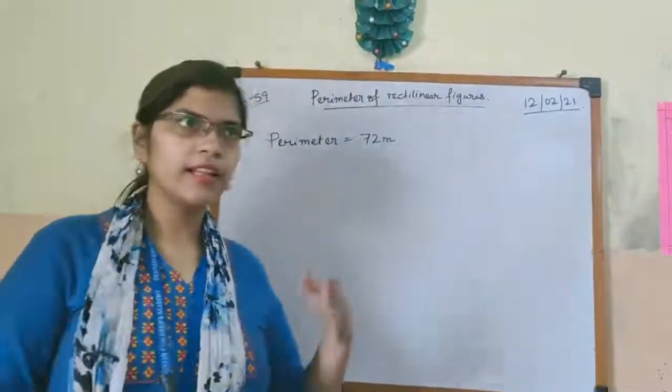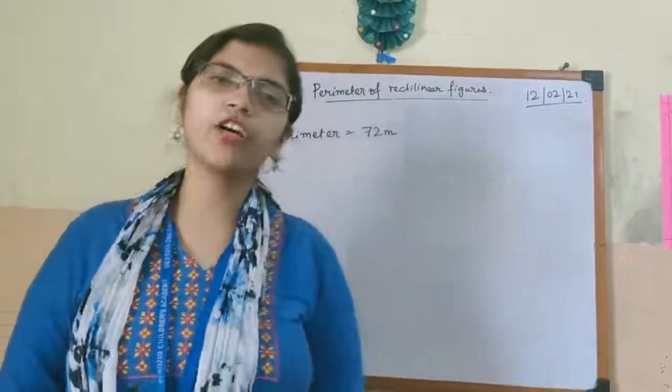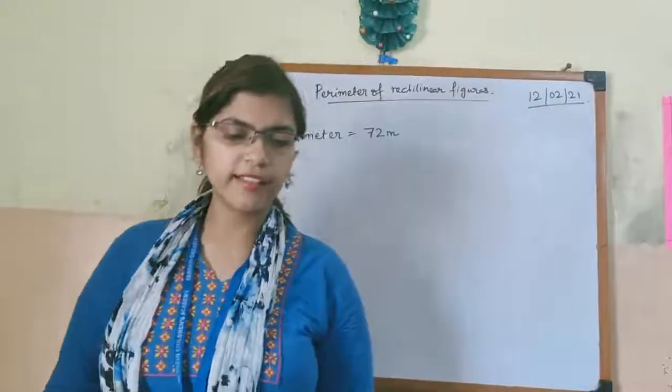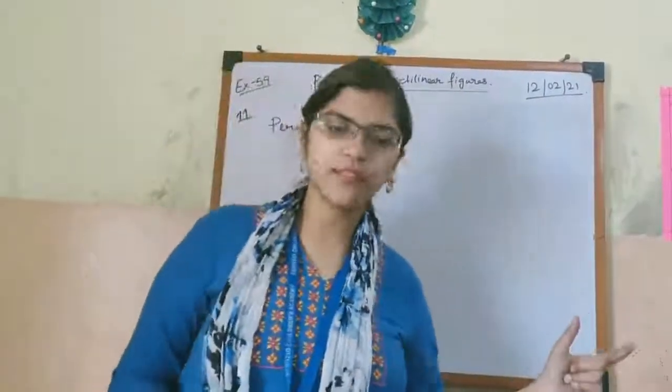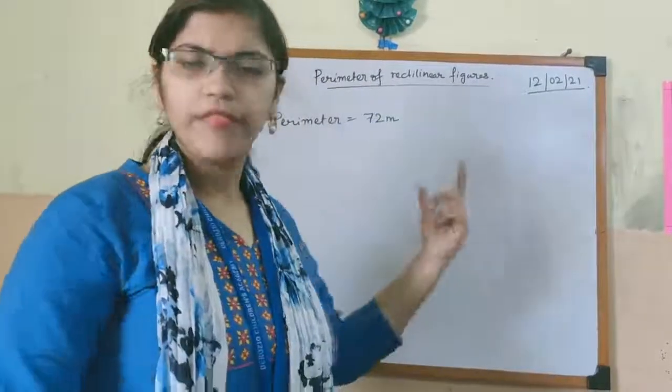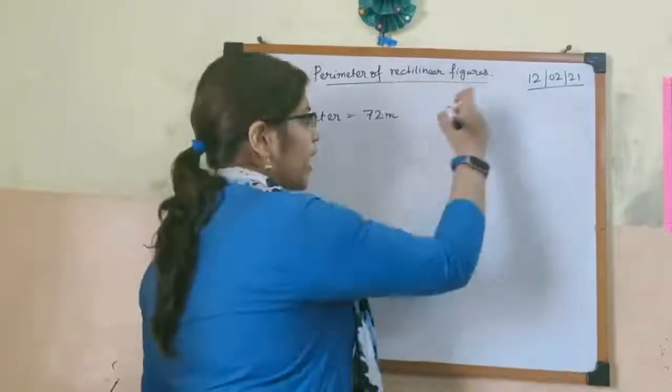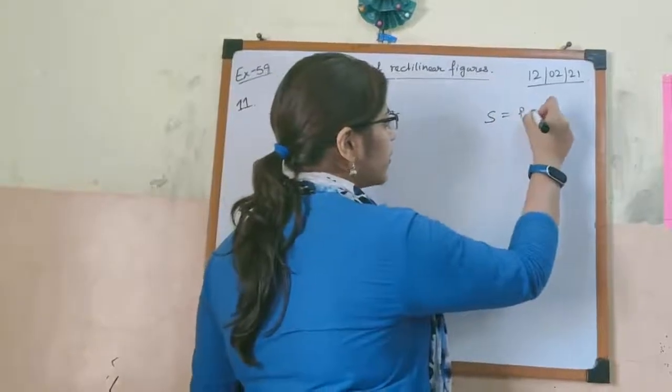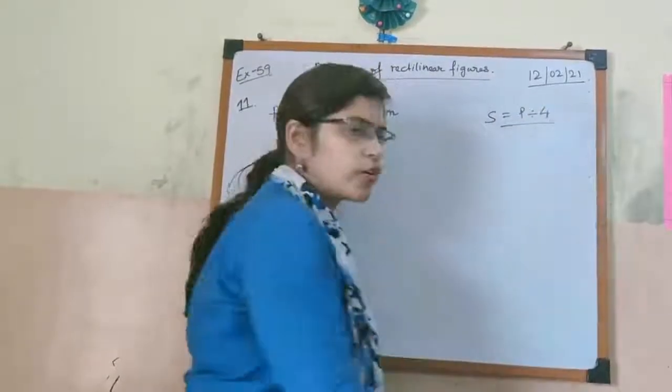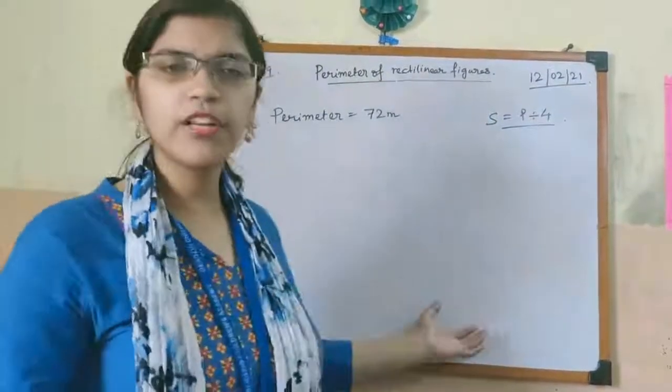So in the last one, before doing the sum, I told you about a formula where, if we know the perimeter of a square, we can find out the side. How? Side is equal to perimeter divided by 4. I have already told you this formula, so here we will use it.